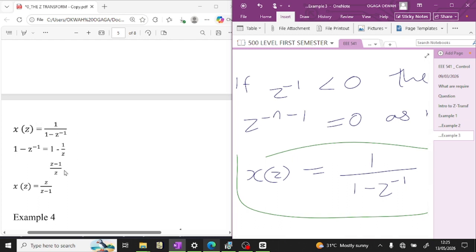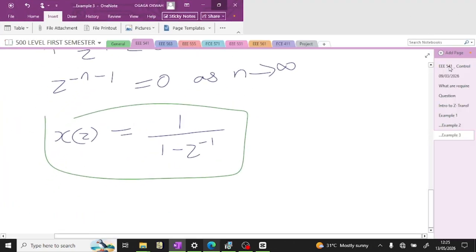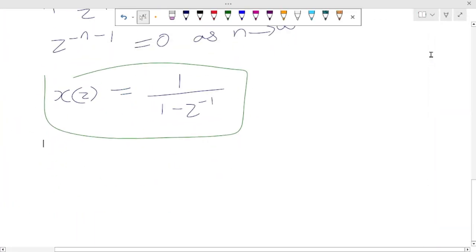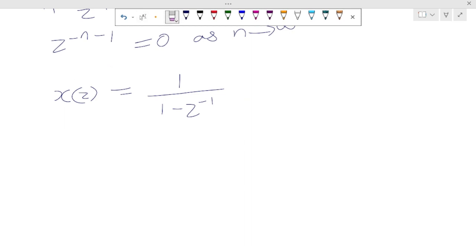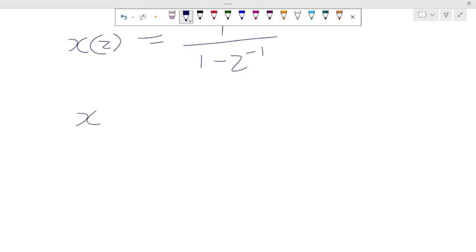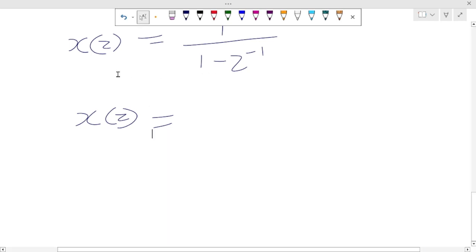Very nice. Okay, what they did is just to rearrange it in a way that we have z on top and this. So let's quickly do that. What happened here is to say that x of z, if somebody is asking in the comment section, can we just leave our answer like this? Yes, you can leave your answer like that.